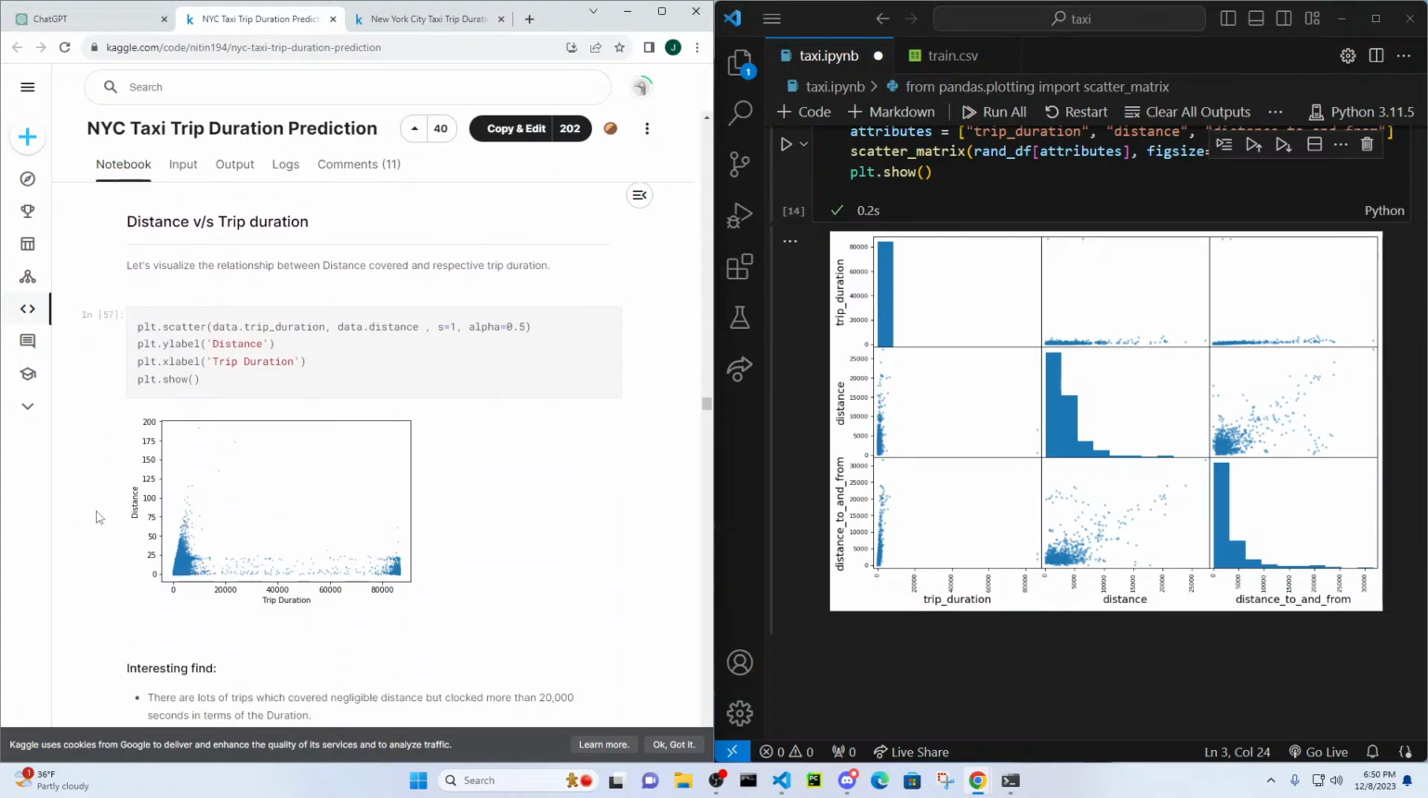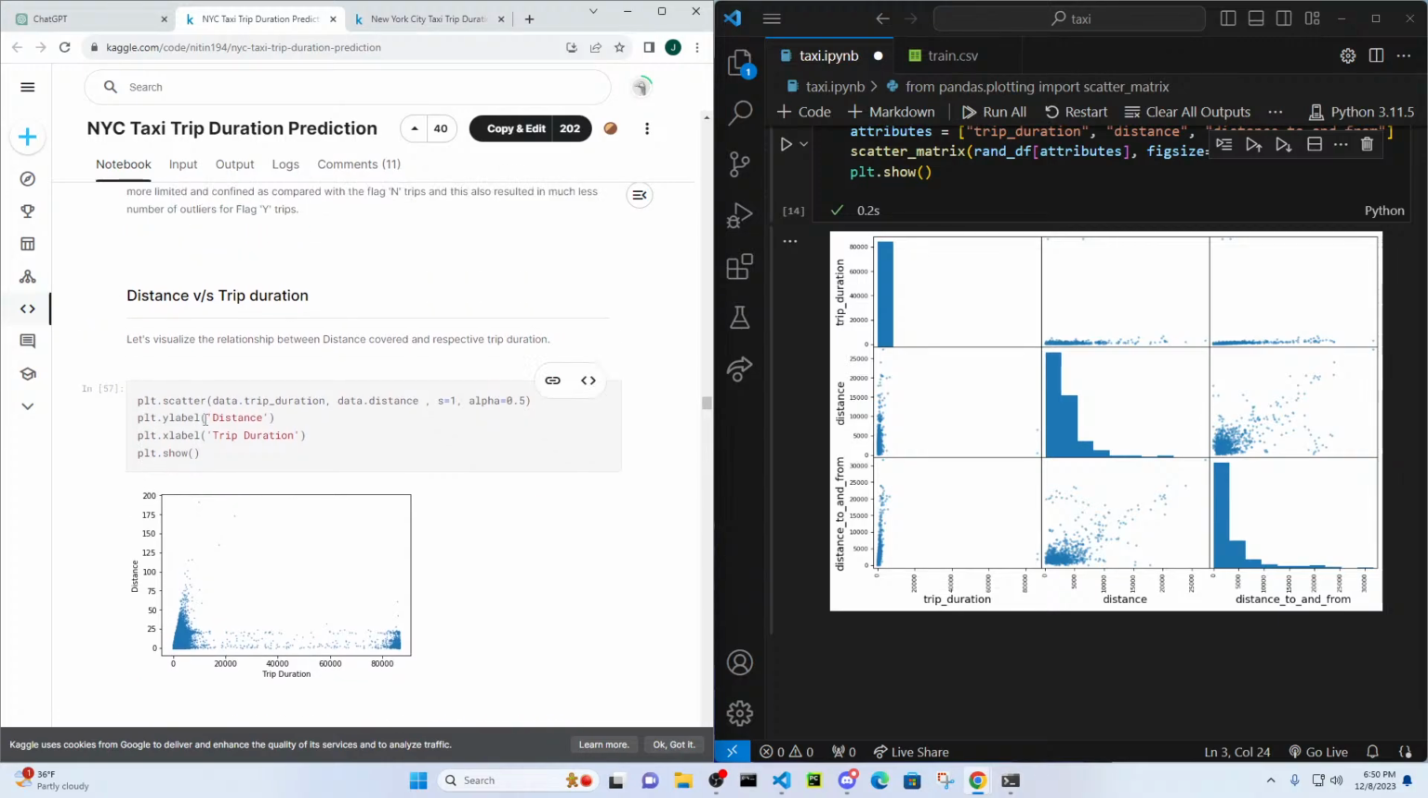Distance versus trip duration. Let's visualize the relationship between distance covered and respective trip duration. So we're actually using a scatter plot for this one. We are passing in the trip duration and the distance. Not positive what those are. Feel free to give that a Google or just shout out if you know. X label is trip duration, and Y label is distance.